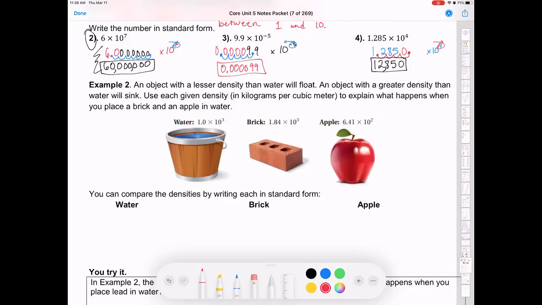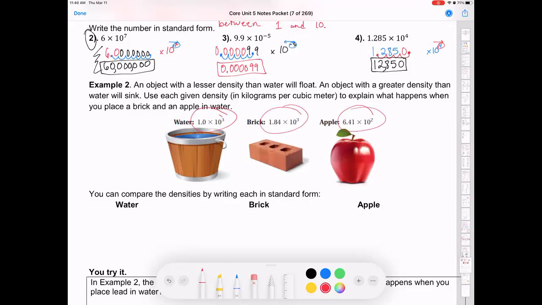Many of us recall when we were younger, bobbing for apples, right? Notice how they floated to the top usually. But if you put a brick in water, we know that it would sink down. Using scientific notation, though, we can actually calculate those densities as a standard number, okay?